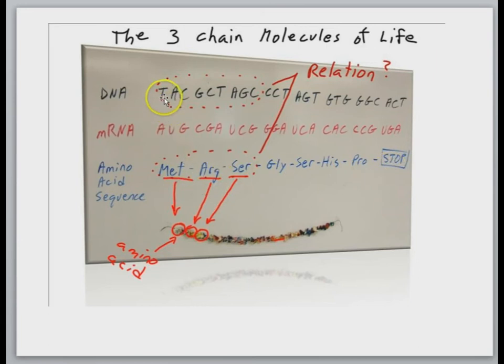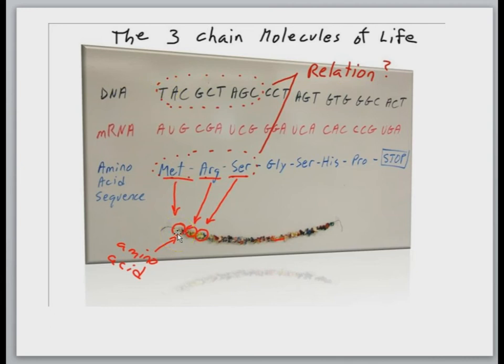The puzzle facing biologists was exactly how does this sequence specify the amino acids? Maybe one letter of DNA specifies or codes for the first amino acid. So the first letter in a gene, which would be like a recipe for a protein, maybe the first letter stands for the first amino acid in the protein.